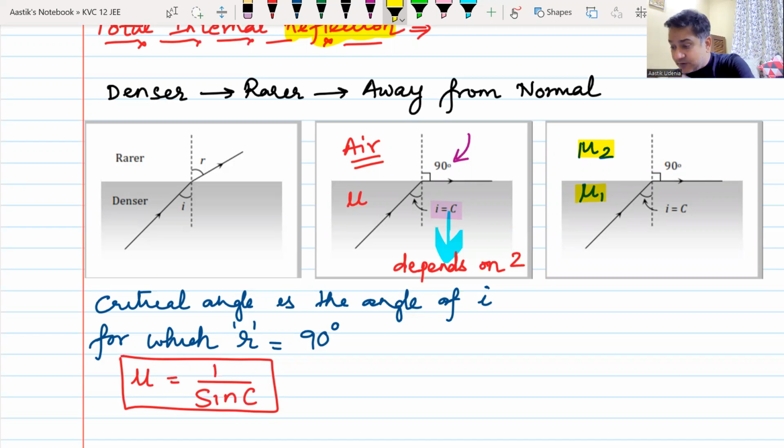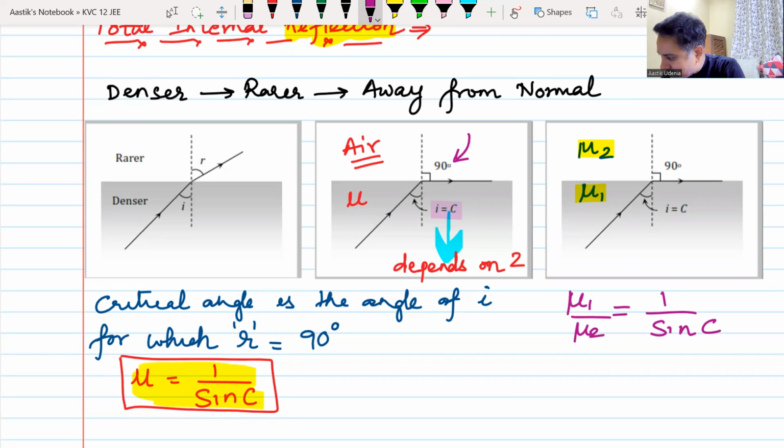Yes, what is the relation between mu1, mu2 and C? For this particular case, tell me what is the relation? Mu1 equals mu2 by sin C. Okay, that is correct. So you can write this in this fashion: mu1 by mu2, rarer by denser, is equal to 1 by sin C. Do we understand this, everyone?